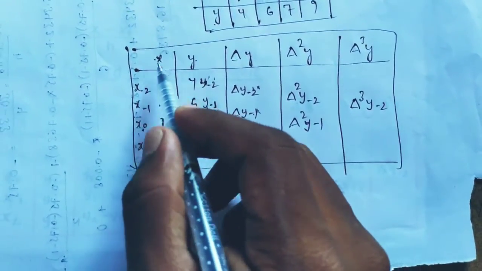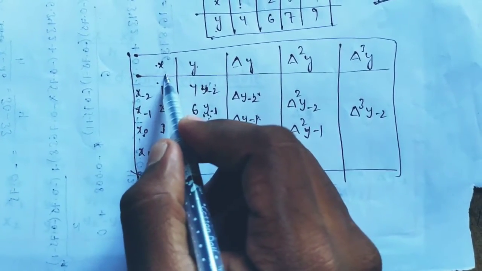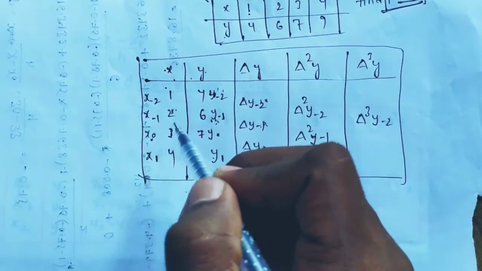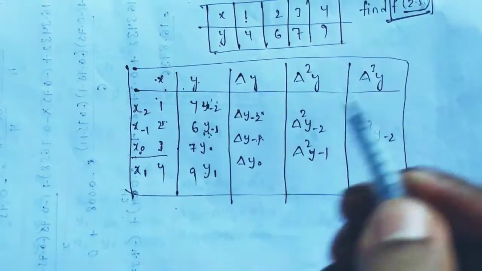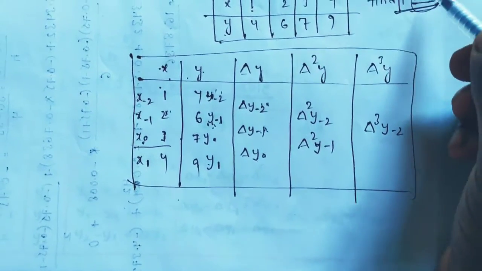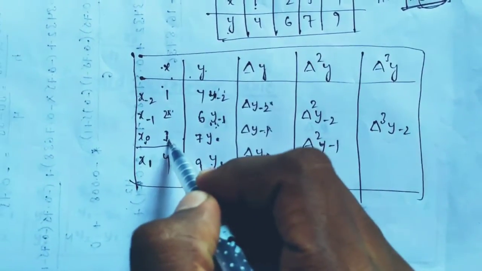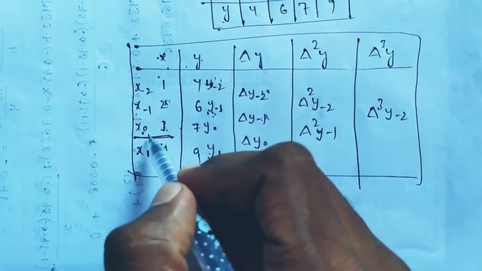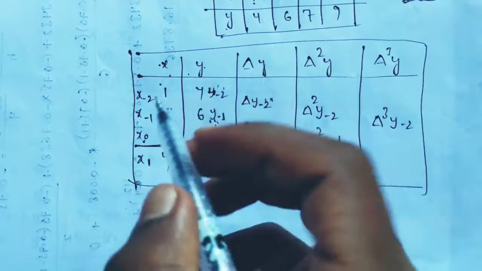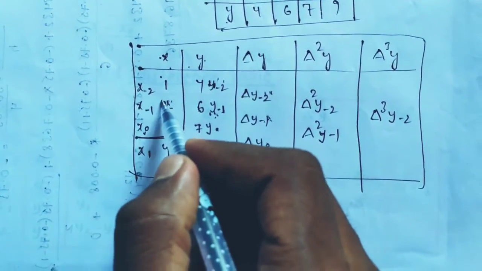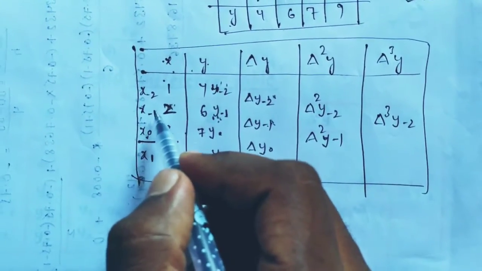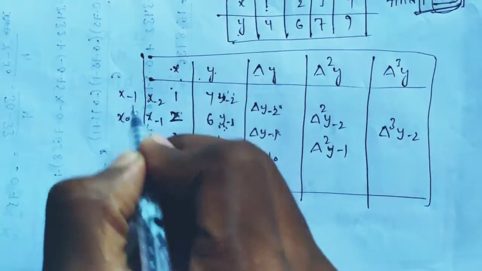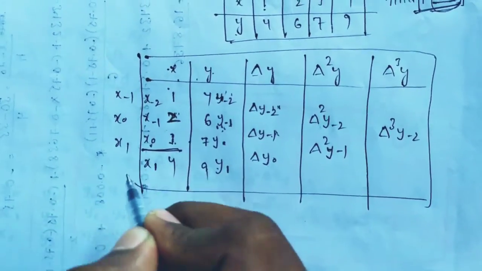Here the difficulty in this table is to find the value of x naught and how to choose the x naught value. Here in this problem 2.5 is the unknown function. Here 2.5 is between 2 and 3. So here we take 2 as x naught, the value before is x minus 1, and below the values are x1 and x2.